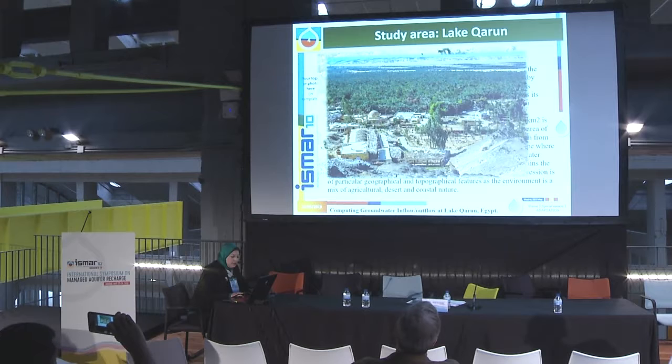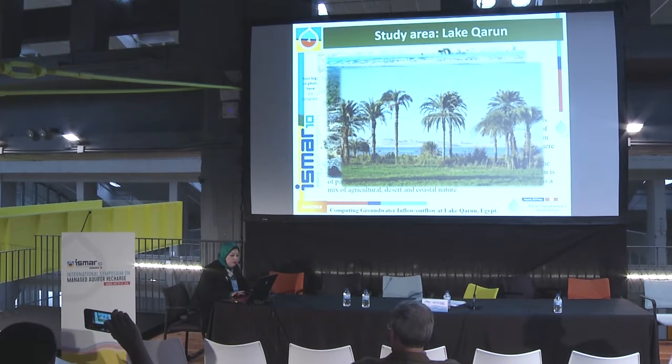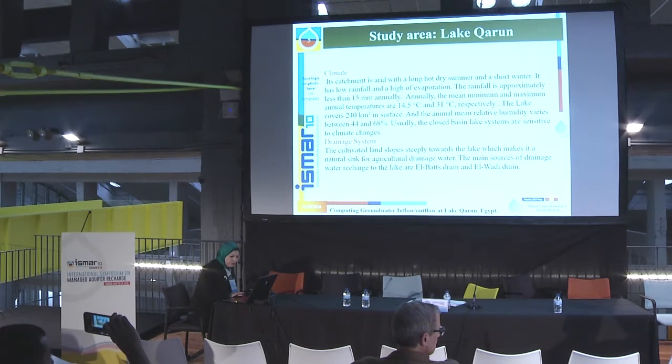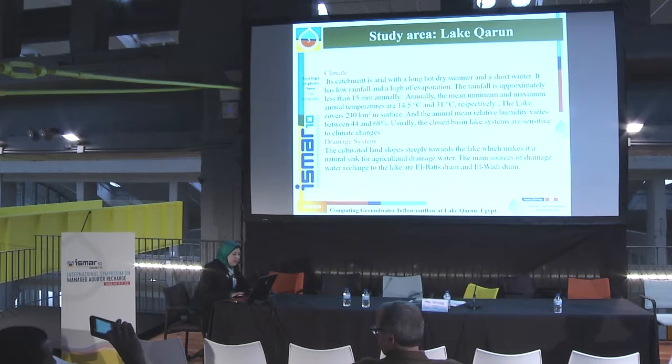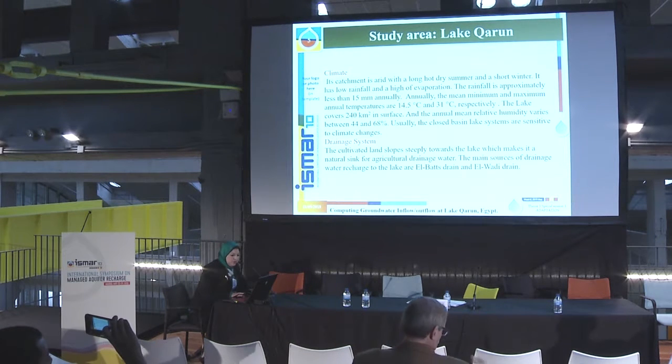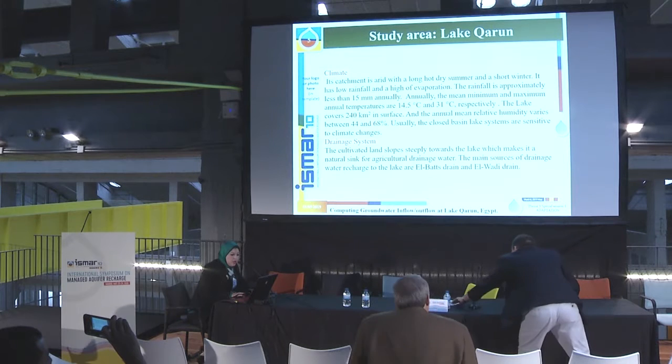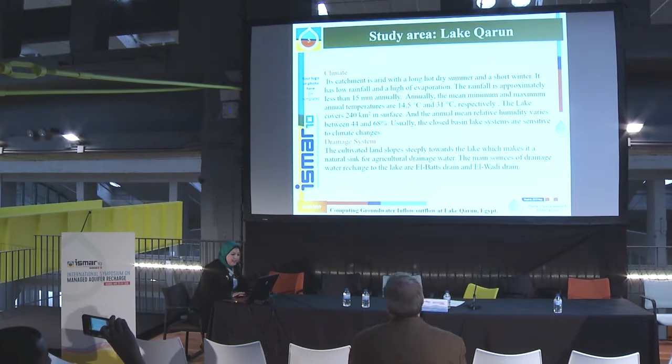It represents 5% of the total cultivated area in Egypt. Al-Fayoum Depression has a unique topographical feature. It is a mix of desert, coastal nature, and agriculture. Its climate is arid, with a long hot summer and short winter. It has rainfall of approximately less than 15 millimeters monthly. The temperature ranges between 14 to 31 degrees Celsius.